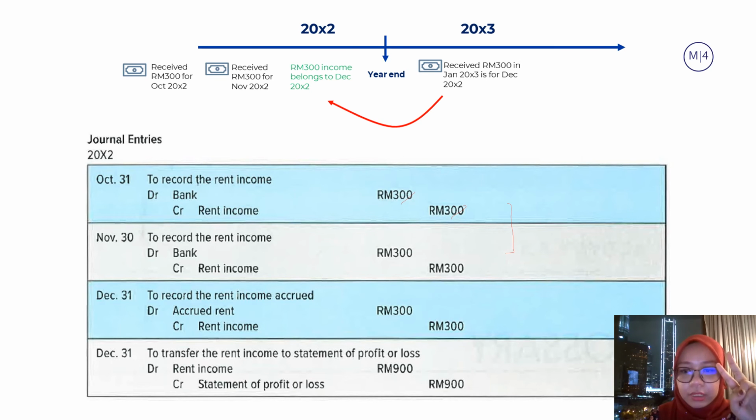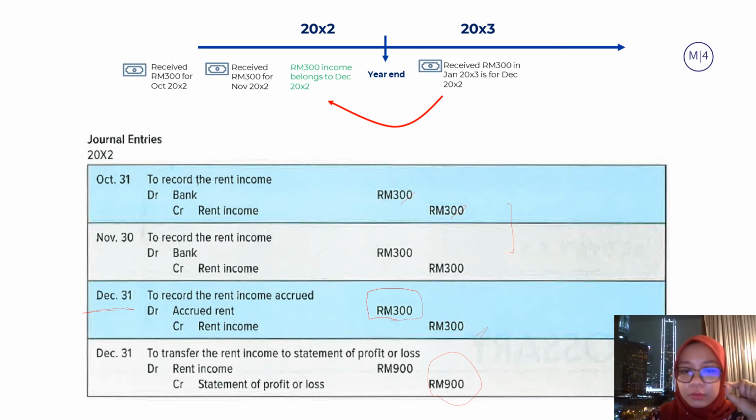And then the January part we don't record because it has not been incurred yet. We just record up until December 31st. And then we have to recognize the accrued rental income for December. So the total rental income of 900 ringgit should be transferred to the statement of profit or loss, under rental income as part of our other income.